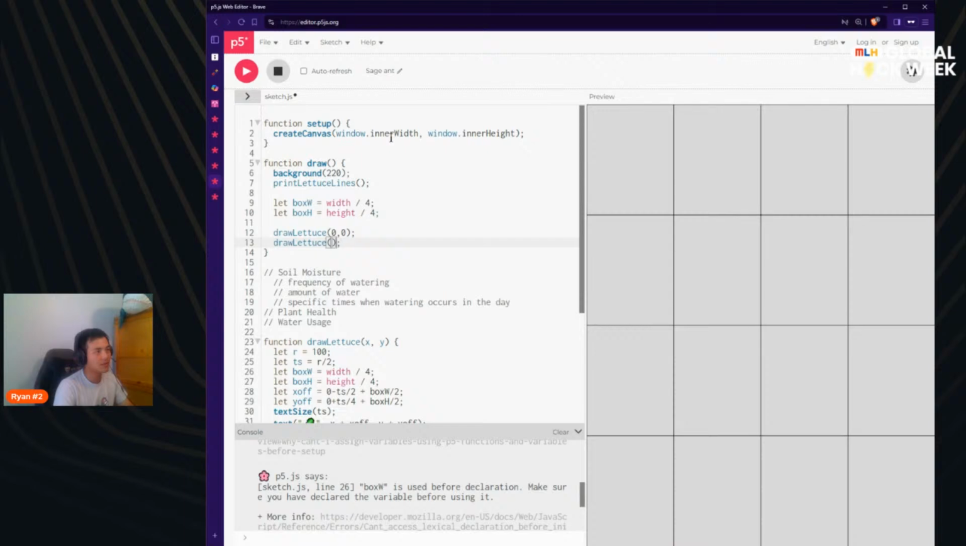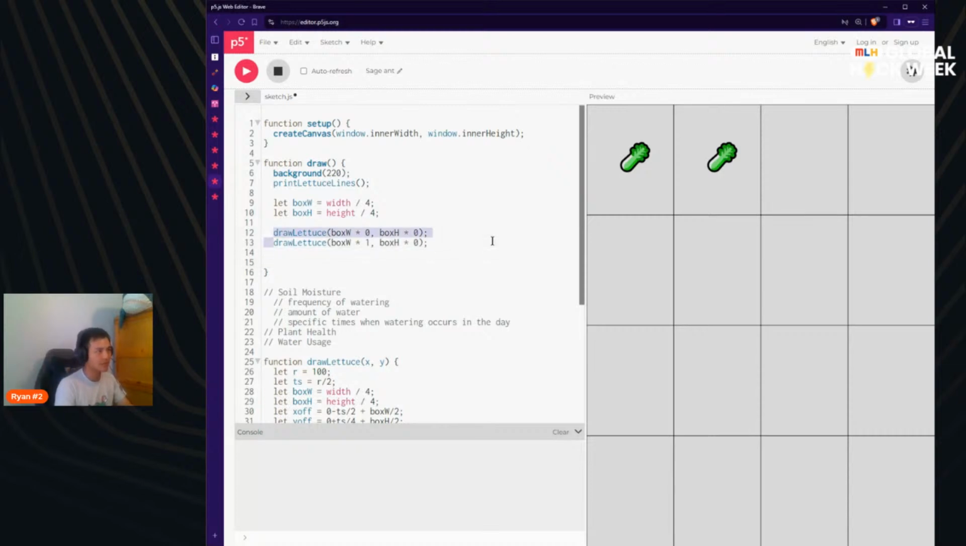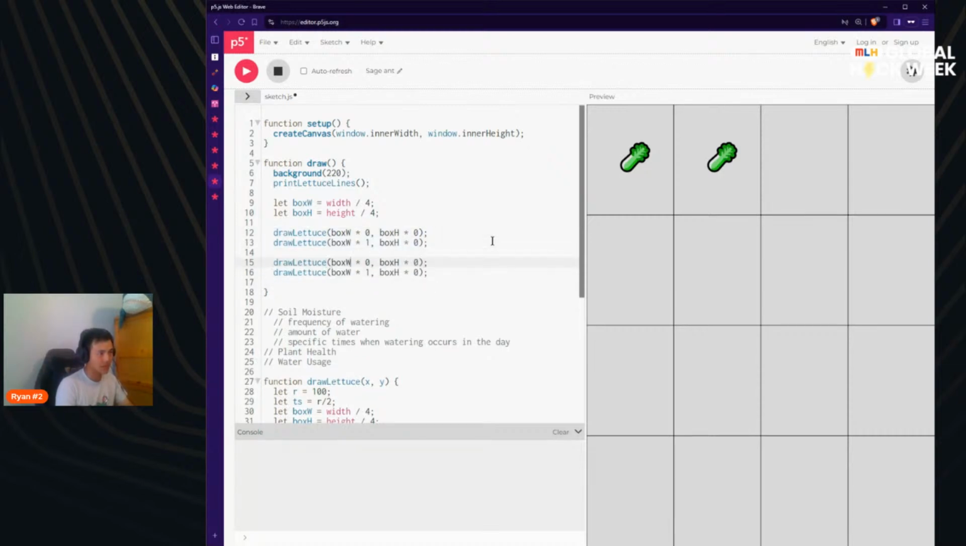Okay. So if we were to write this in terms of boxes, we'd probably do box W times 0, box height times 0, box W times 1, box height times 0. Okay. So if we're able to do this, we should also be able to do this.